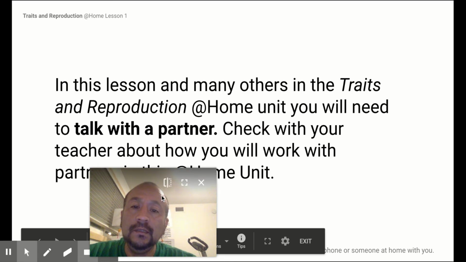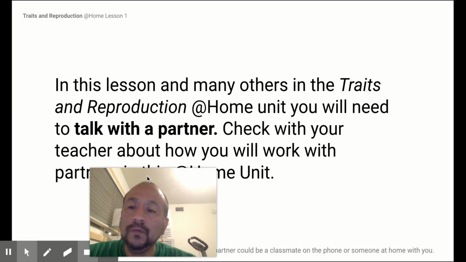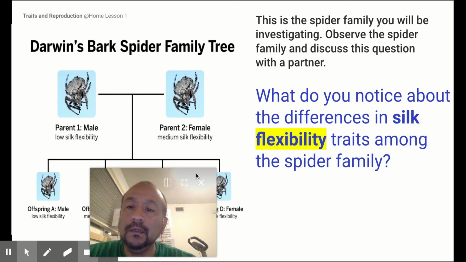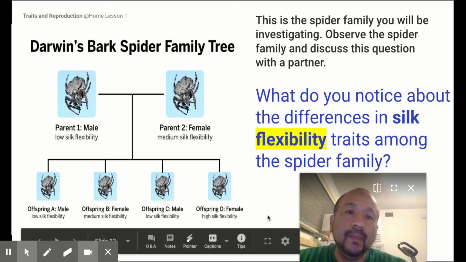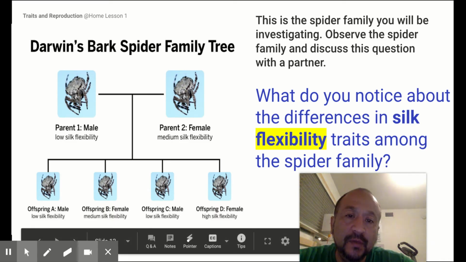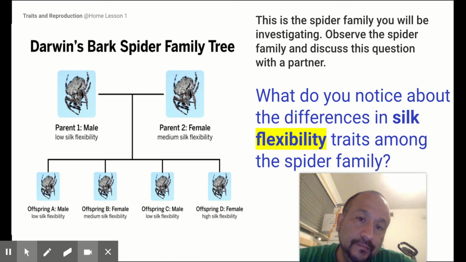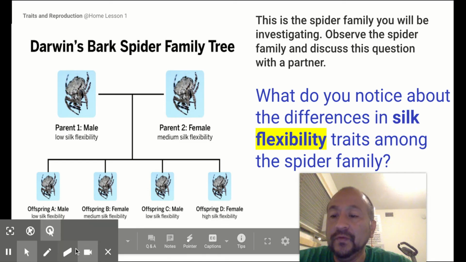In this lesson, we'll talk with a partner. We'll just skip that slide, and here we go. So this is the family tree right here. This is the spider family that we're going to be investigating. What do you notice about the differences in silk flexibility, traits among the spider family?